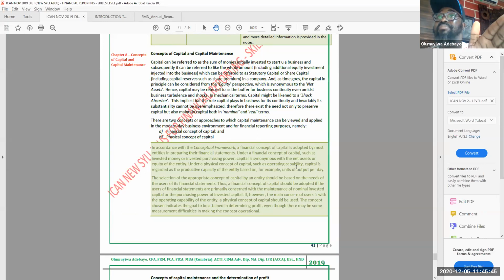What is capital? Capital represents your initial contribution to a business as a startup. The second meaning of capital is that once you are no longer a startup and you are now an ongoing business, capital starts to represent your buffer, your shock absorber, to absorb any shock in your business operation as a result of losses, economic events, or otherwise.